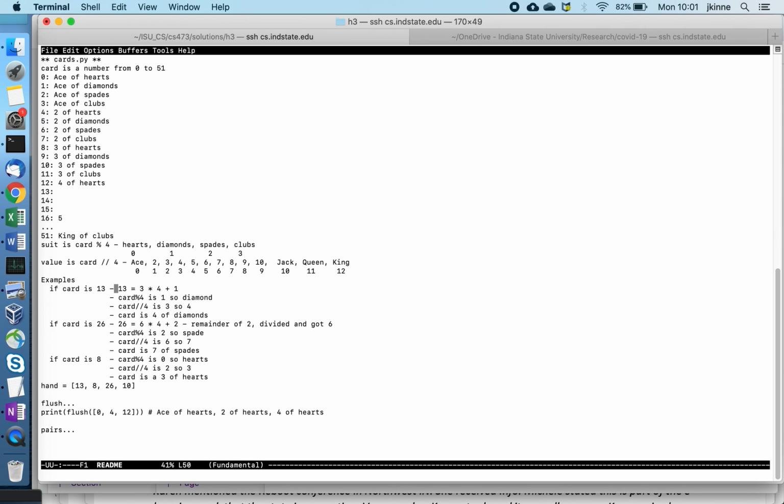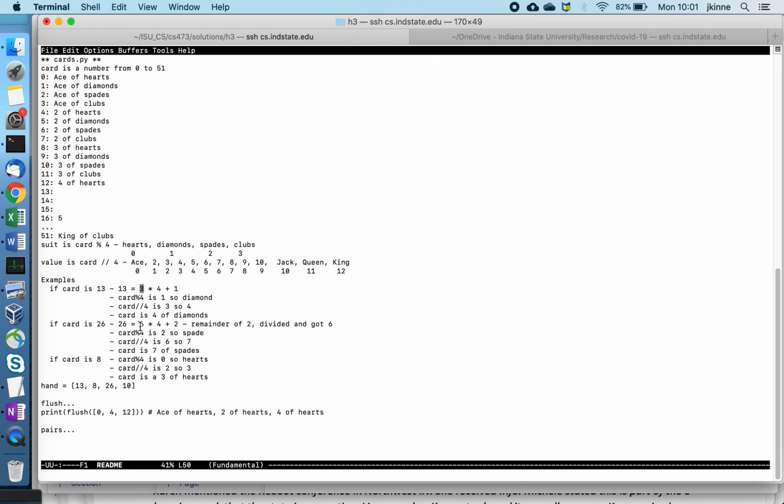Here are some examples. Let's see if they are correct. So if my number is a 13, to convert that into the card, suit, and number, if I divide by 4, I get a remainder of 1, and the quotient is 3. So a remainder of 1 says it's a diamond, and I have that written out here. And a quotient of 3 says it's a 4, which I have written out here. So that 13 is really a 4 of diamonds.